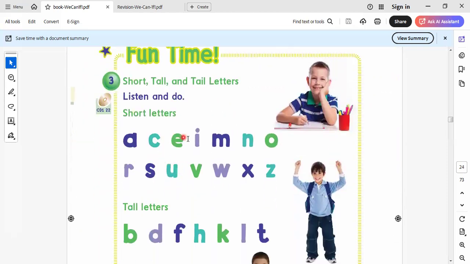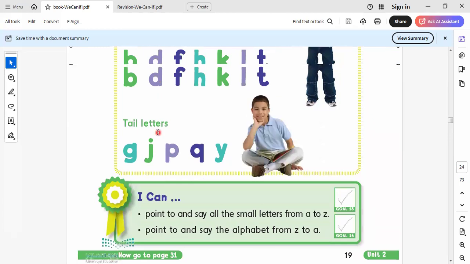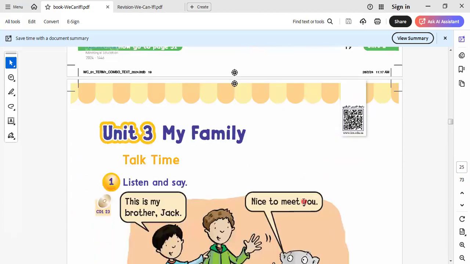Here are the small letters. We don't say short letters. We say small letters and capital letters. This is how we say it in English. Okay. I can point to and say all the small letters from A to Z. Point to and say the alphabet from Z to A.